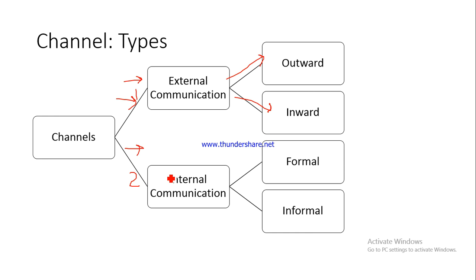Now let's have a look at the types of internal communication that we have. We have formal and informal. So we'll understand what is the difference between the two. Formal is basically that kind of communication which flows through some well-established channels. So maybe you are sending an application to your teacher. So well-established channels, and that is why it's a formal kind of communication.